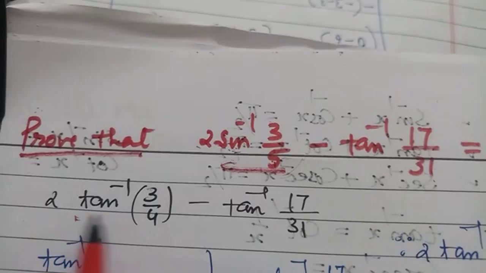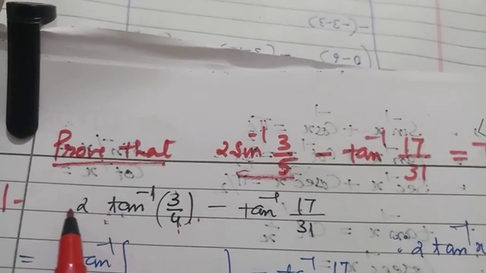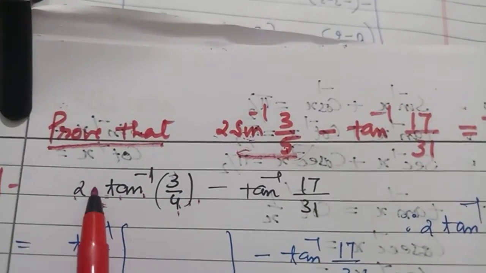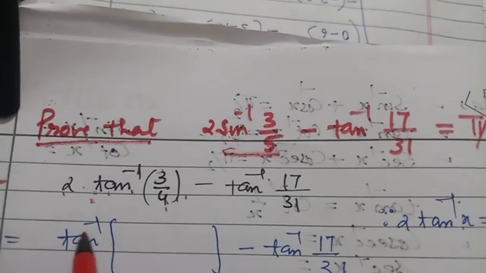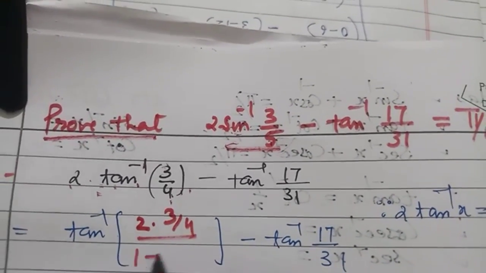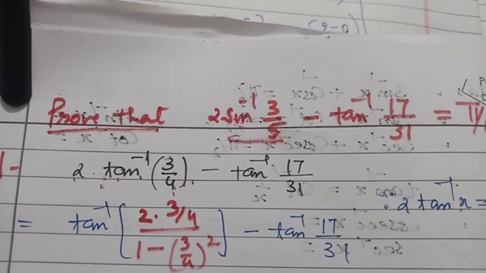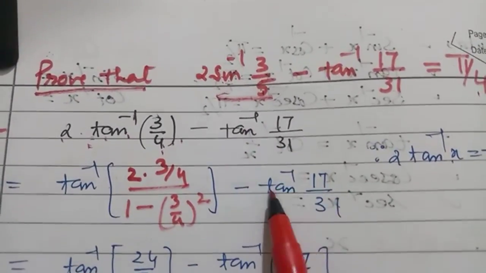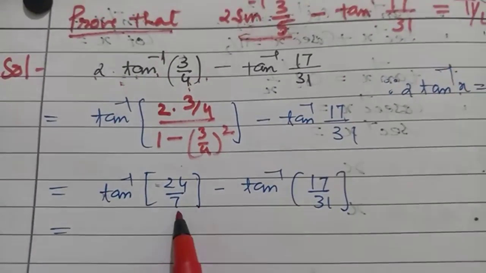So you make a right angle triangle. What is tan inverse? That is perpendicular upon base. So this is now 2 tan inverse x. Now what can 2 tan inverse x be written as? The formula is tan inverse 2 into x, that is 3 by 4, over 1 minus 3 by 4 whole square. And this is already tan inverse. After simplifying, it comes out to be tan inverse 24 by 7.